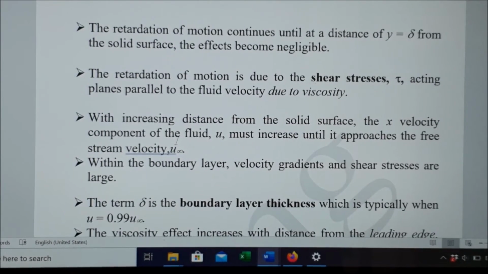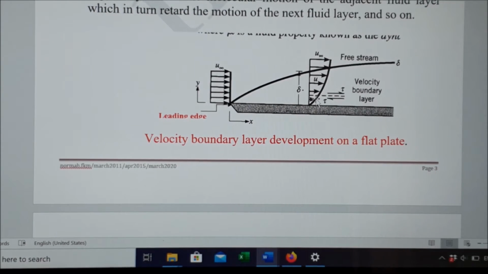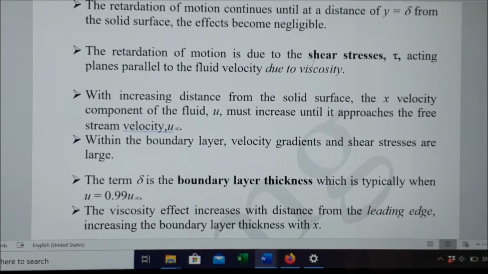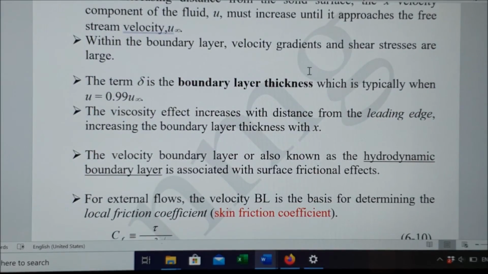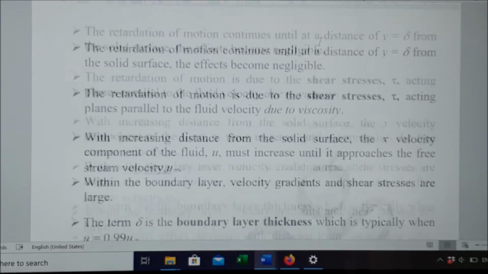With increasing distance from the solid surface, the x velocity component of the fluid, u, must increase until it approaches the free stream velocity. So this is the x component velocity. It will increase from 0 because of the no-slip condition, until it reaches the free stream velocity at the boundary of the velocity boundary layer. Within this boundary layer, the velocity gradients and shear stresses are large.